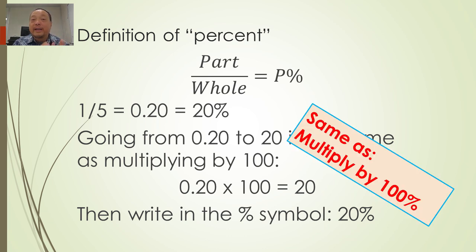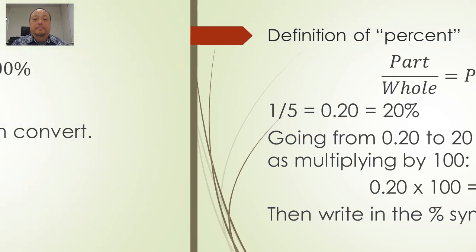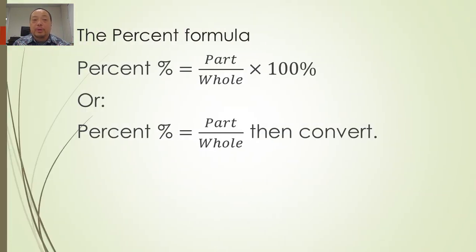Guess what? That means moving the decimal point 2 places and putting the percent symbol in is the same as multiplying by 100%, right? Multiply by 100, that's equivalent to moving 2 places and putting in the percent symbol. Therefore, there are 2 ways to think of the percent formula. One way is percent equals part divided by whole times 100%. And a lot of teachers and professors teach it this way. Another way to think of it is percent equals part divided by whole. That gets you some kind of decimal, and then you convert to percent. That's the formula. The 2 formulas are the same formula, just written differently.